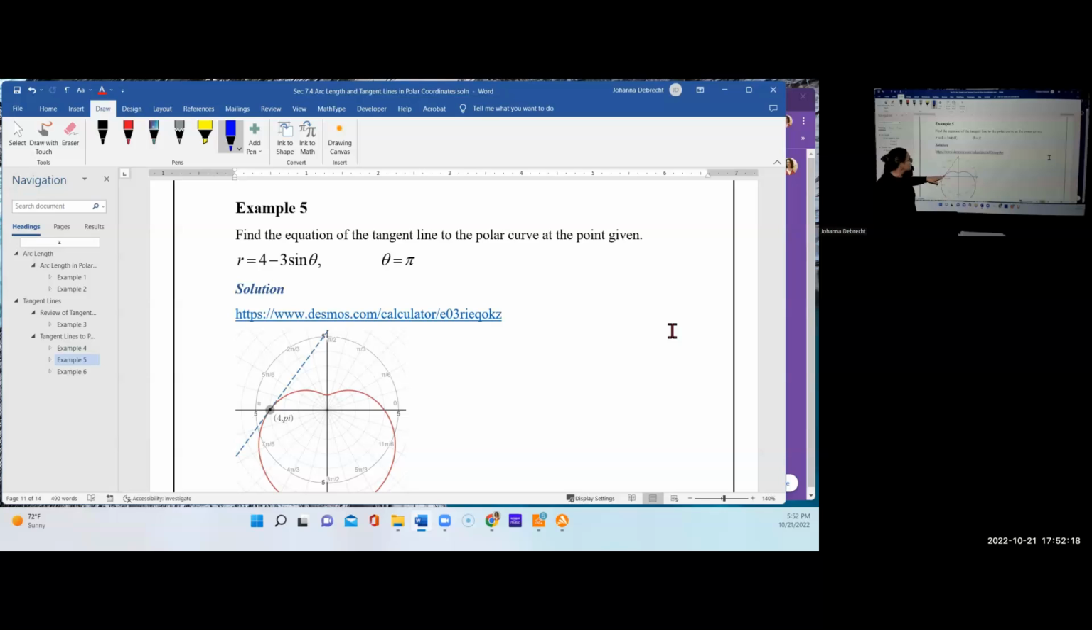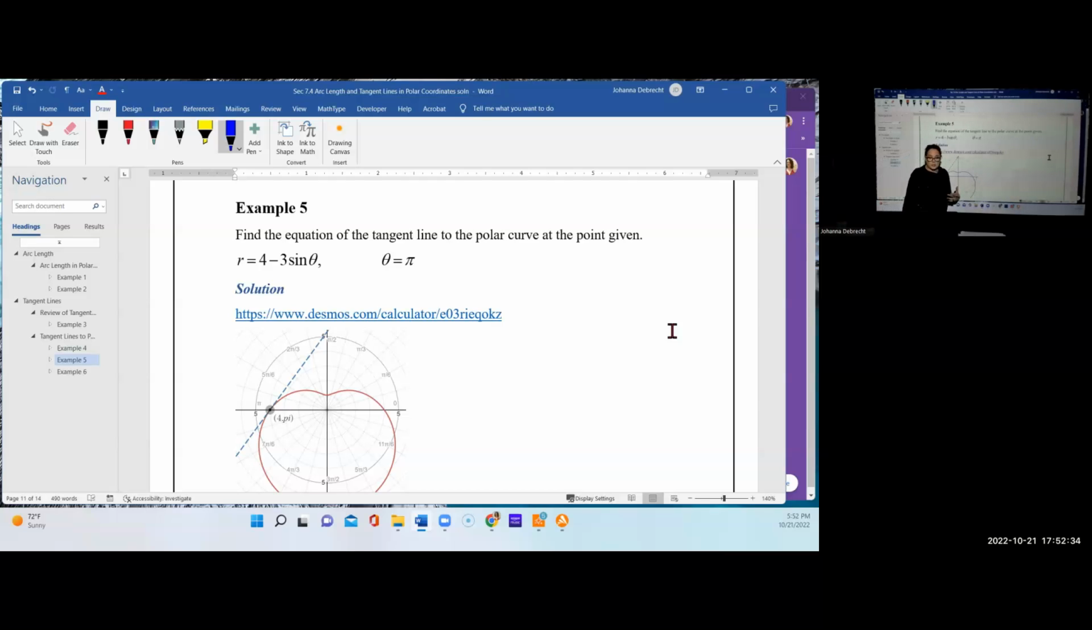So the first thing we need to figure out is, what is r at pi? Well, at pi, sine of pi is 0, so it becomes a 4. And you'll see this labeled here, 4 pi. So we know r is 4 when theta is pi.